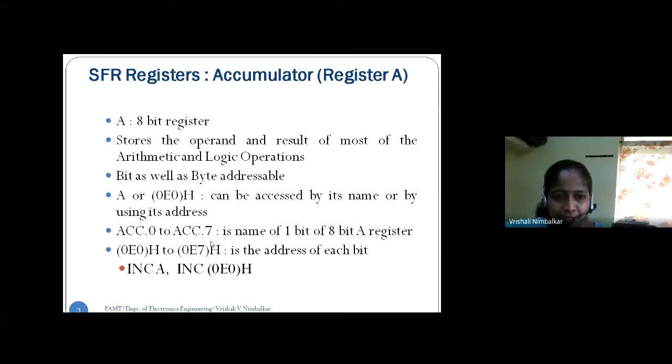Is that fine? So either refer to it by the name A or refer to it by its address E0 hex. For 1 bit, the name is ACC.0, ACC.1, or the addresses are E0, E1, E2 up to E7 hex. And what is the special function? It is used to store one of the operands as well as the result for ALU operations.